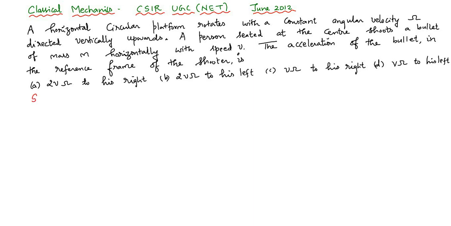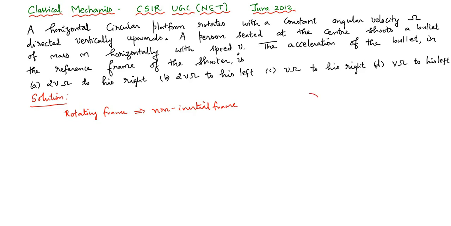Solution to this problem is, so let us try to understand the question. A horizontal circular platform rotates with a constant angular velocity directed vertically upwards. That means we are going to work with a frame that is called a rotating frame. We know that any rotating frame is a non-inertial frame of reference.